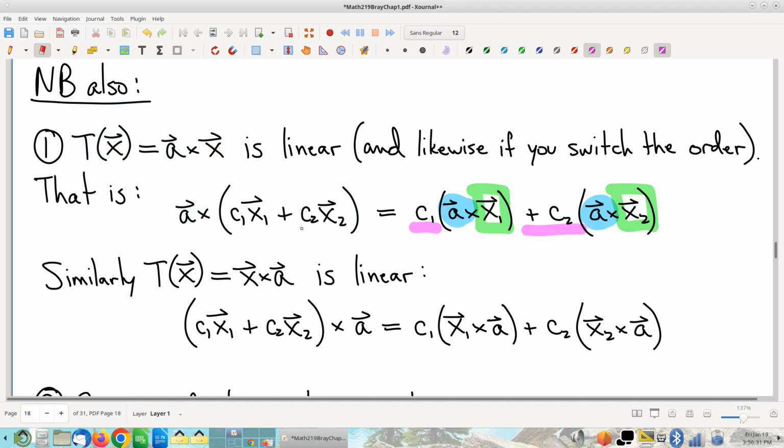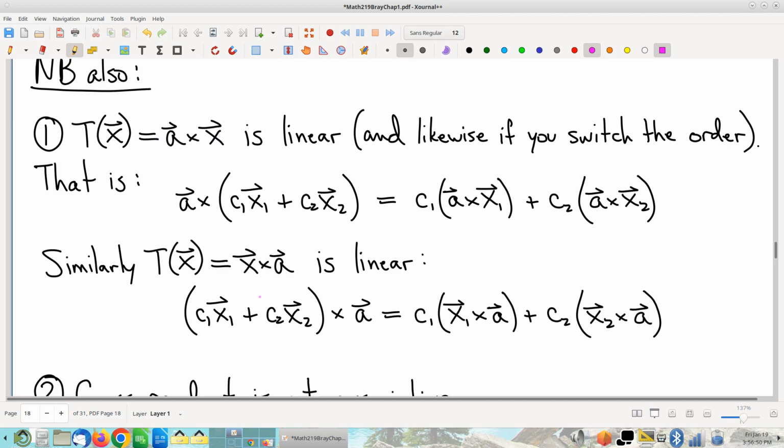In what we're looking at here, we have the function being the left side of the cross product. It also works if the function acts on the right. So, good thing to have thought about.